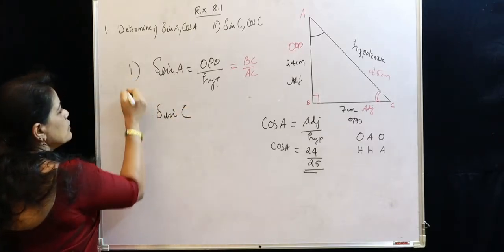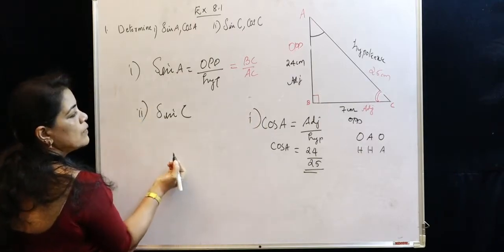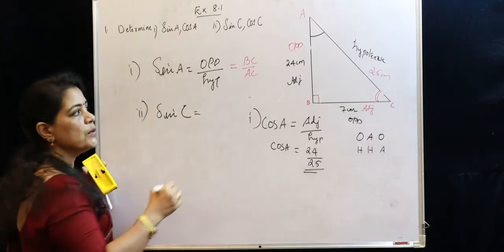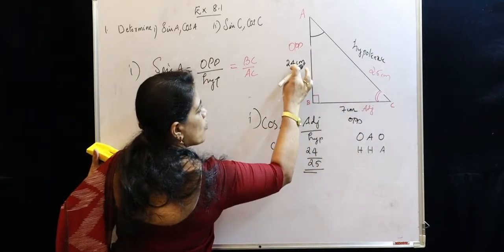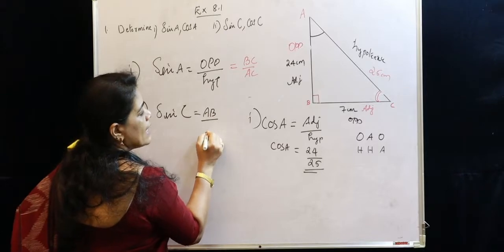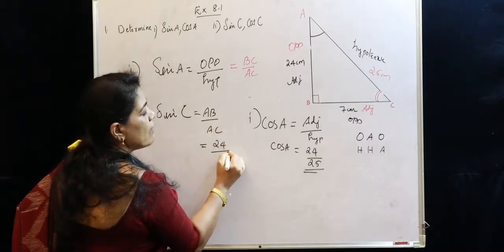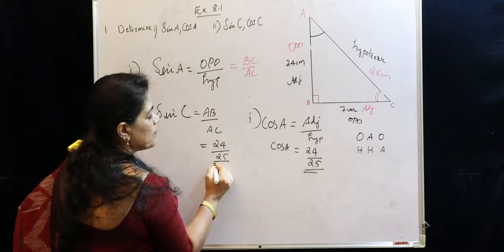This is the first sub question, and this is the second one. Sin C is equal to, with respect to angle C, opposite side is AB divided by AC. Okay, AB is 24 divided by 25.